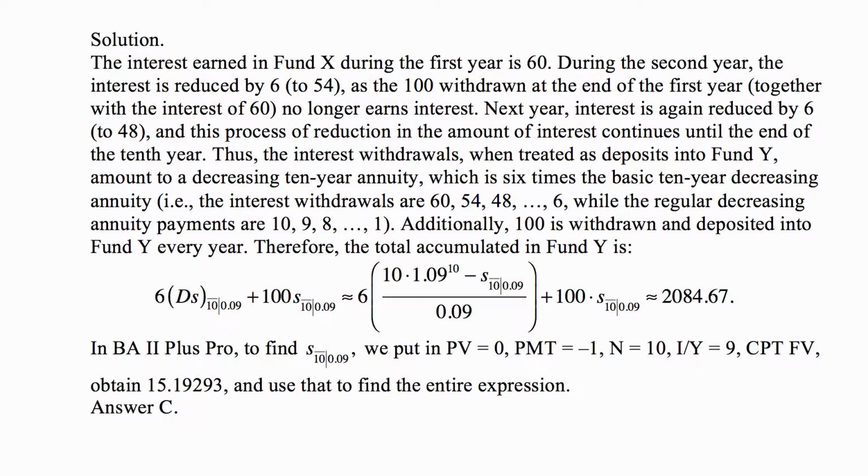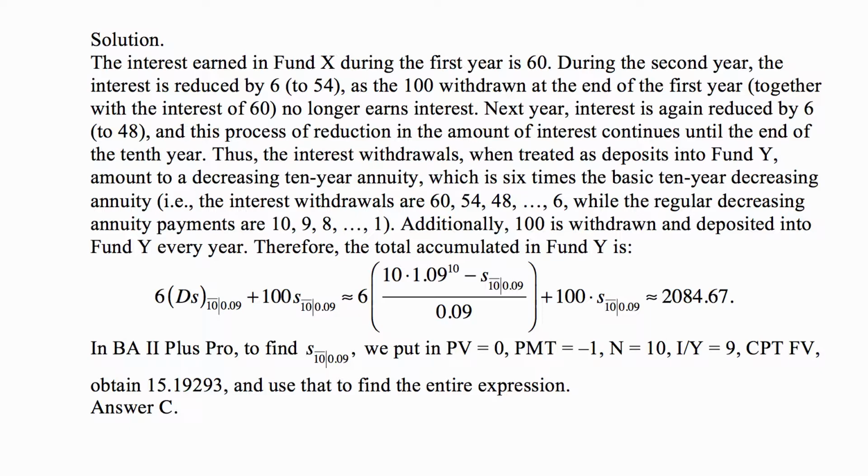Additionally, 100 is withdrawn and deposited into Fund Y every year. That was kind of the main part of withdrawals, but also interest is withdrawn. Therefore, the total accumulated in Fund Y is 6 times a decreasing annuity. Now, Fund Y accumulates at 9%, so we accumulate this at 9%. So this is accumulated value of an annuity. And then 100, a level annuity over 10 years, also accumulated at 9%. And then we use the formula for the value of a decreasing annuity, so we write it out. And all this needs to be calculated.